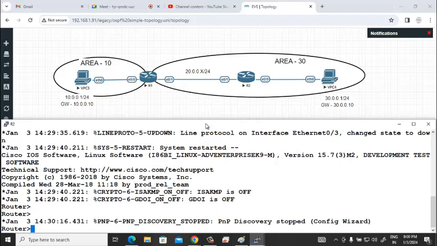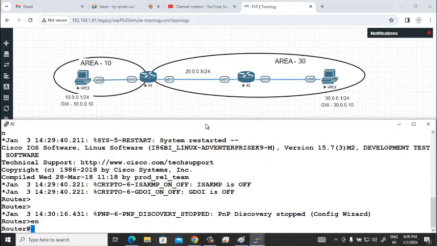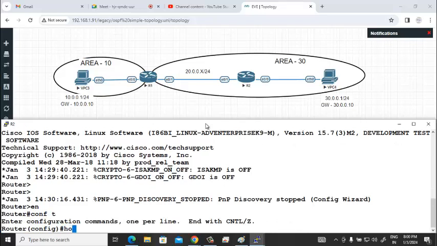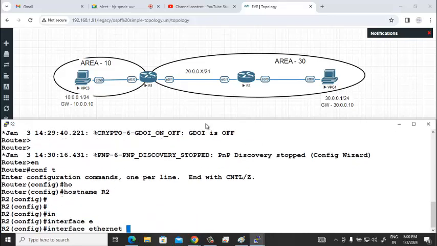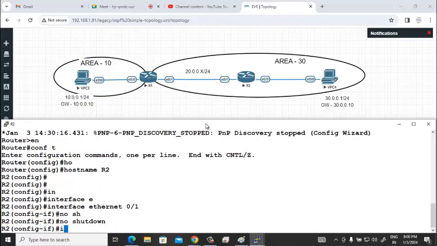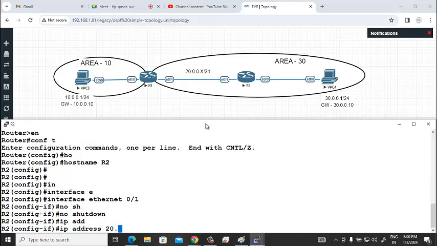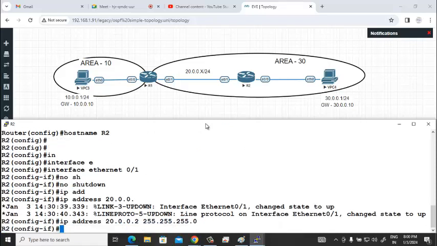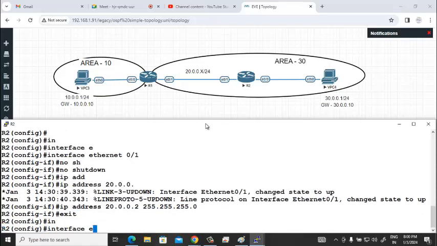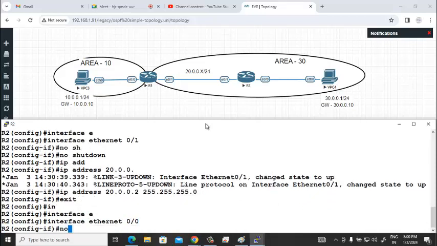I'll show you. Before that, I'll say router 2, hostname, interface Ethernet 0/1, IP address is 20.0.0.2, 255.255.255.0. Interface Ethernet 0/0, no shutdown, IP address 30.0.0.10, 255.255.255.0.